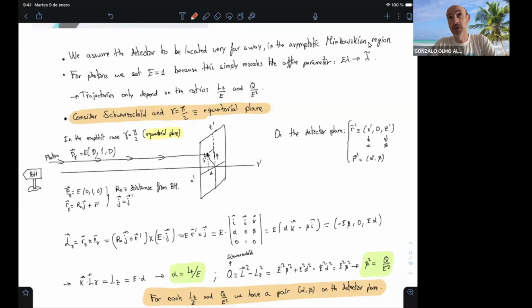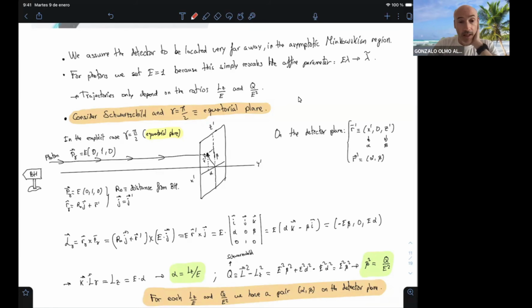And since in observations we are really very, very far away from black holes, we don't need to unnecessarily complicate the problem. So we will assume that we are really far away. For photons, we can set the energy to unity, but this is irrelevant because it's just a choice of units. Instead, we will write everything in terms of these ratios: the angular momentum L_z divided by E, and the Carter constant divided by E squared. So these are the relevant constants in the motion of photons.